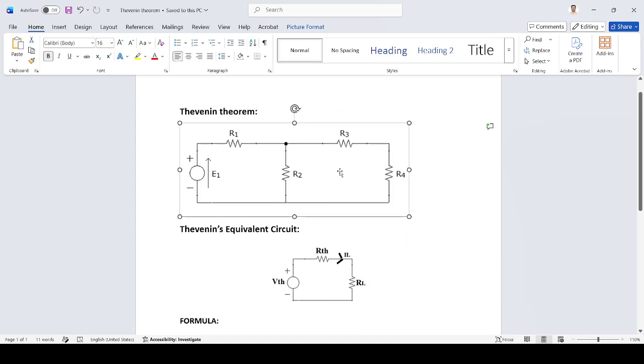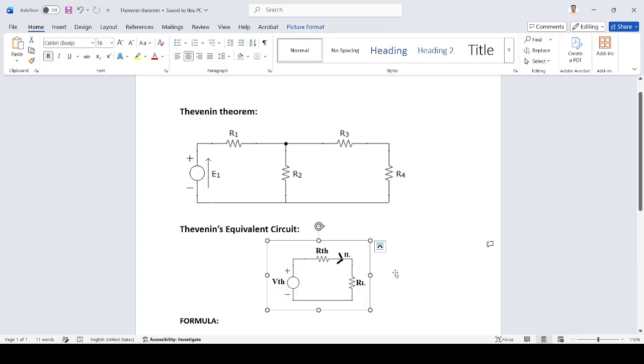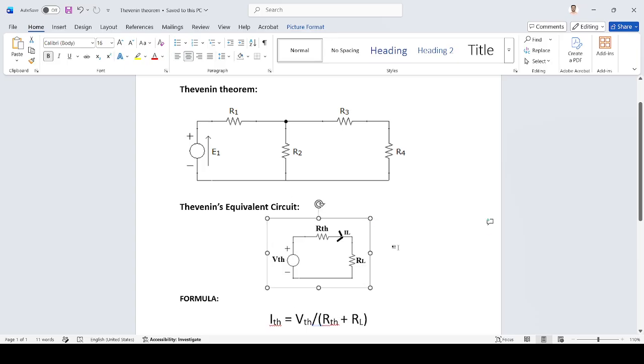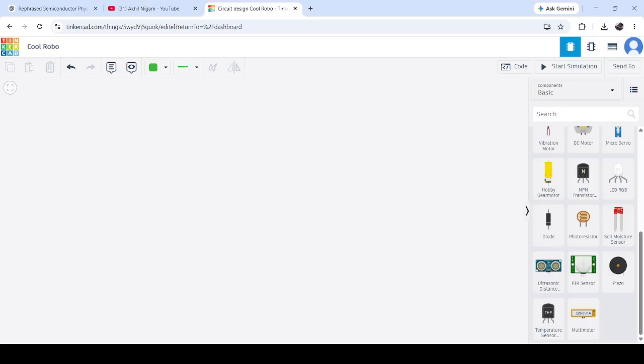In this given circuit, we are considering R4 as the load resistance, which means we will identify our output current in this load resistance. So we will design this circuit and identify our equivalent circuit by the following process. Now we are going towards our simulation tool. For this operation, we are designing on the Tinkercad platform.